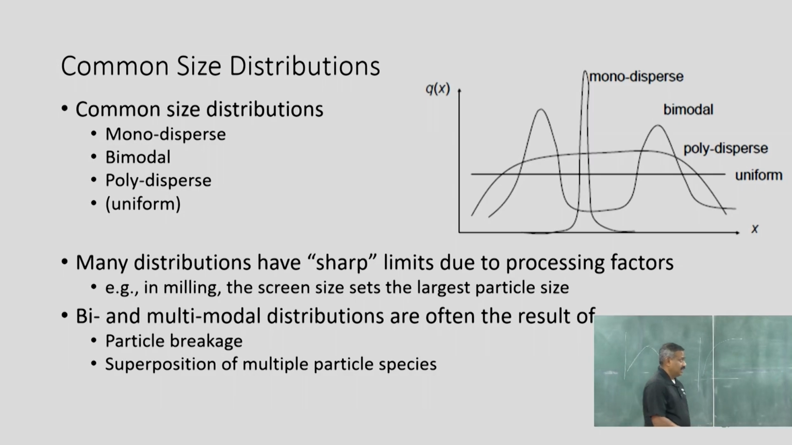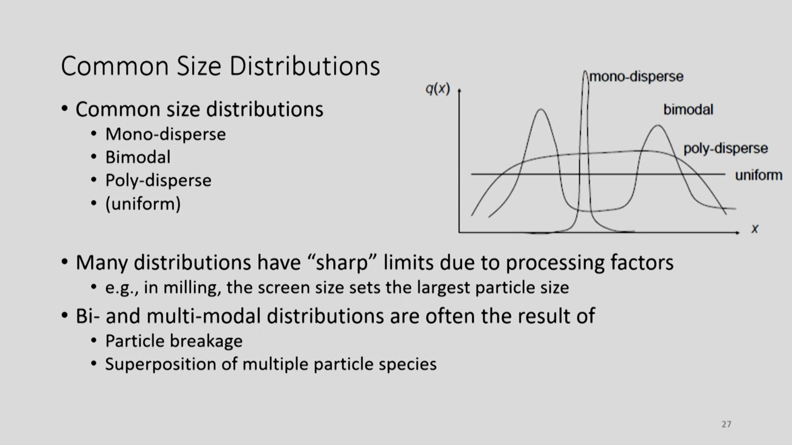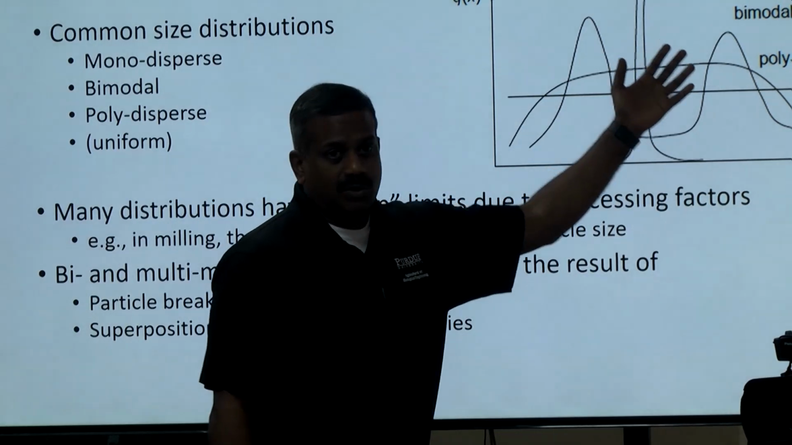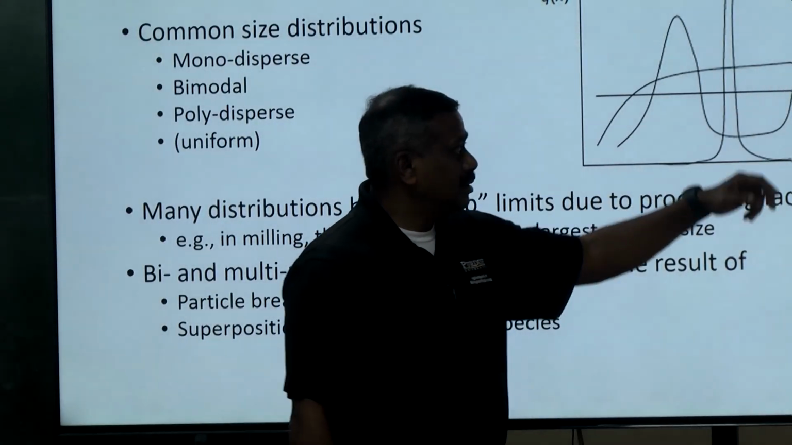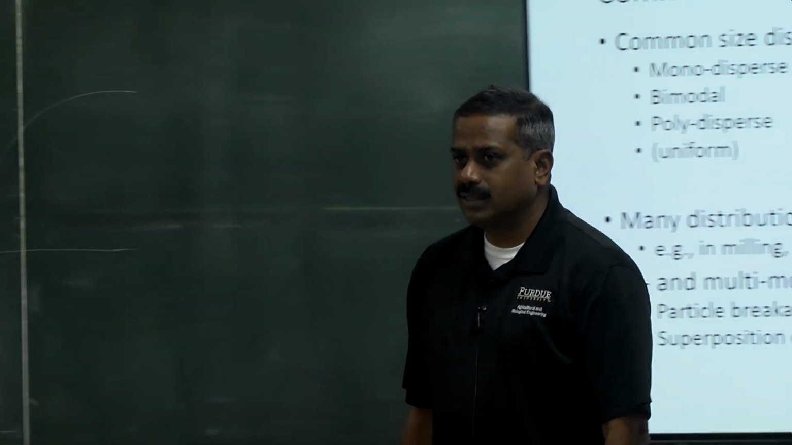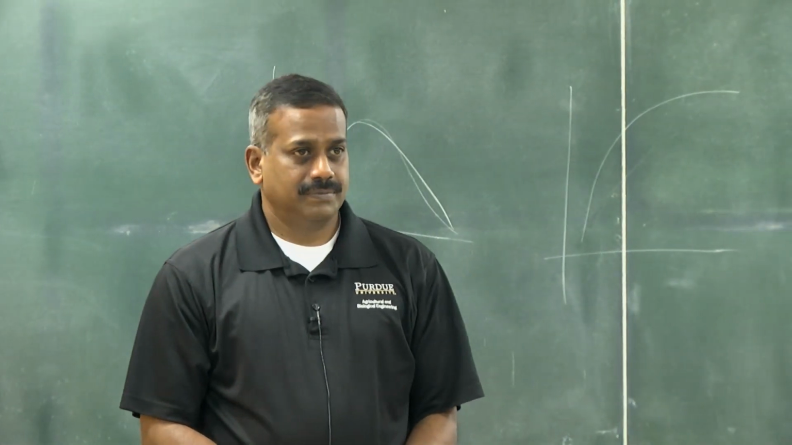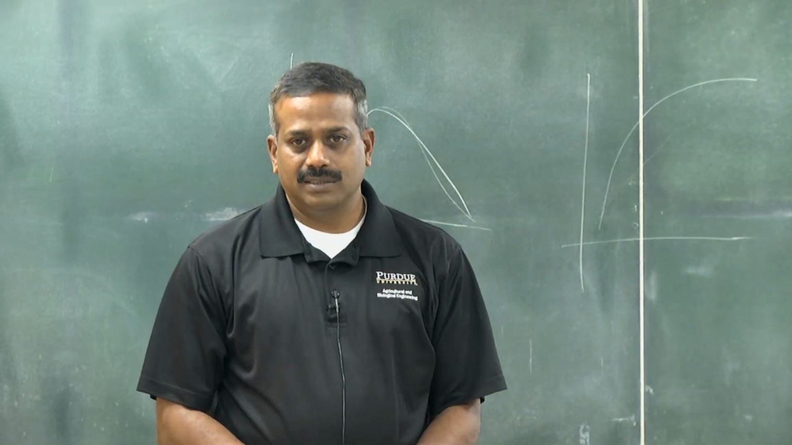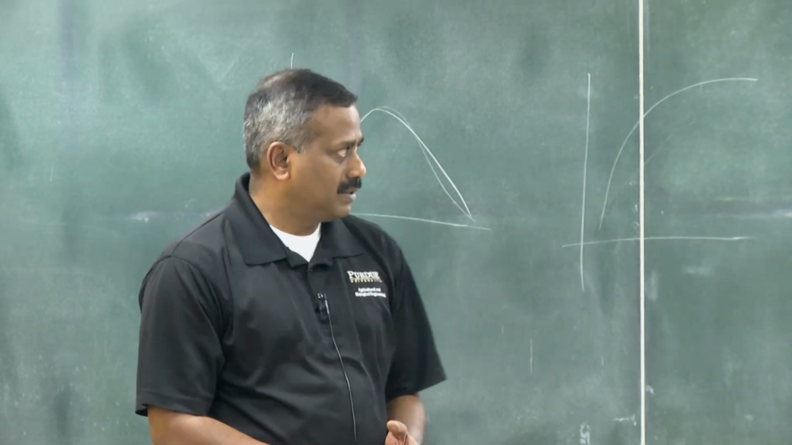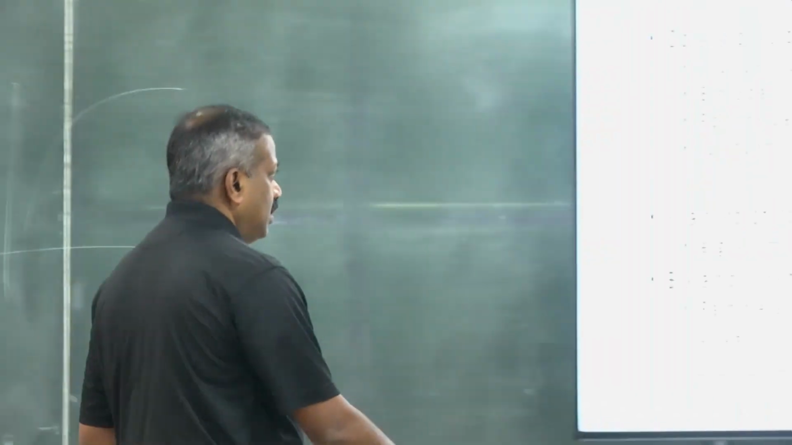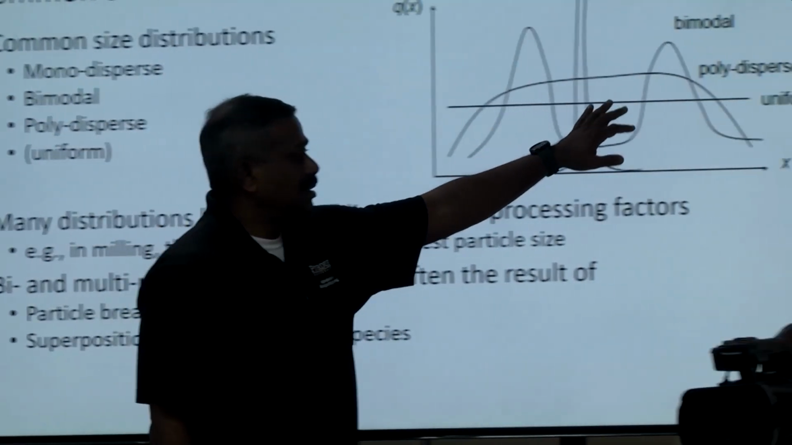For different size distributions, you might get a mono distribution, meaning the same particle sizes, or bimodal, or polydisperse. You might not see uniform, except if you are manufacturing particles, like extruding same-sized particles, then you might see a uniform distribution. But very common is the bimodal distribution.